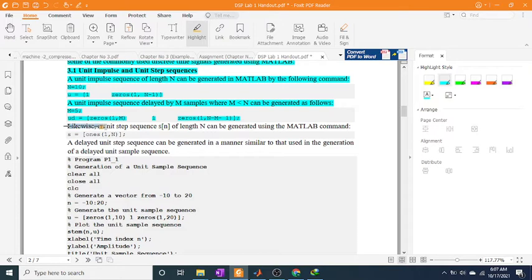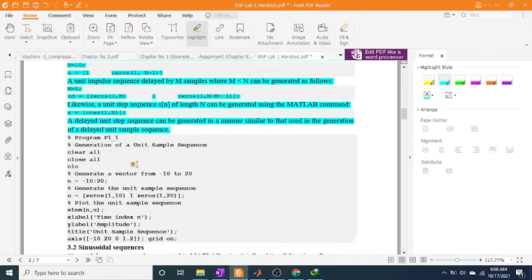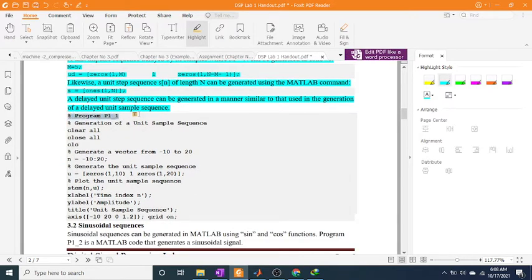Likewise, a unit step sequence s[n] of length N can be generated using the MATLAB command s = [ones(1,N)]. A delayed unit step sequence can be generated in a manner similar to that used in the generation of a delayed unit sample sequence. Program P1_1: generation of a unit sample sequence.